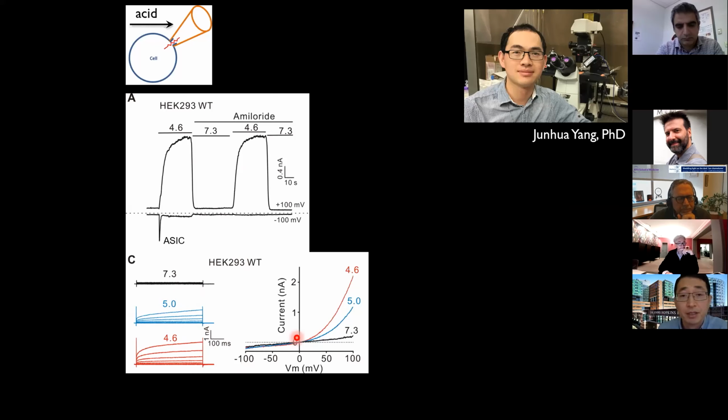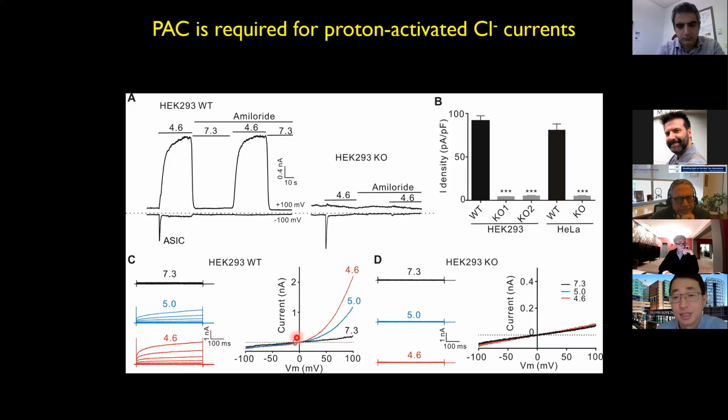So we made knockout cells, and both in 293 cells and HeLa cells, in both cases the outward PAC current is completely gone. And importantly, the inward ASIC current is still present. So it's a specific inactivation of the PAC. And these traces also show the channel is gone.